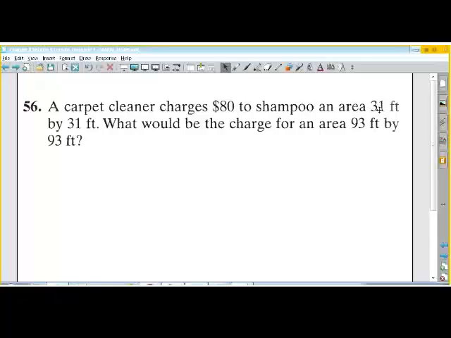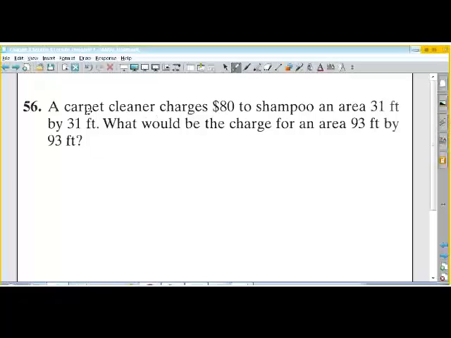Number 56. A carpet cleaner charges $80 to shampoo an area of 31 feet by 31 feet. What would be the charge for an area of 93 feet by 93 feet? So there's two ways of looking at this. You can think of it as a proportion problem, or as a cost per unit area. We're going to look at both, because this is something you might actually use. If you're buying tile, you can buy 100 square feet of tile for such and such, you have 500 square feet of floor space, how much is it going to cost me?